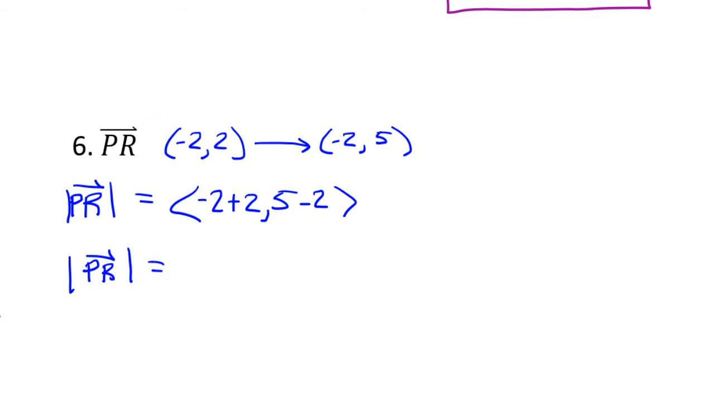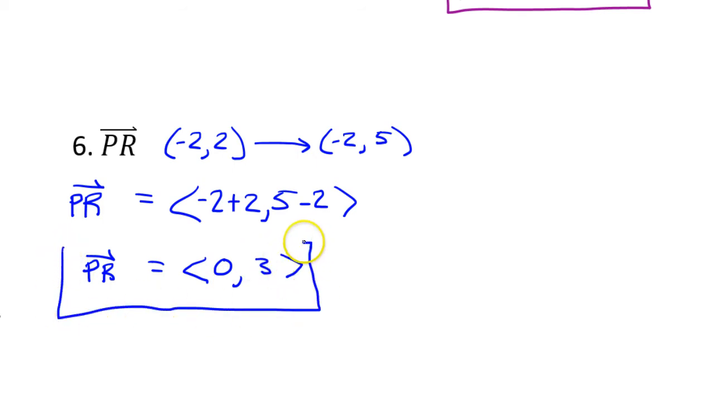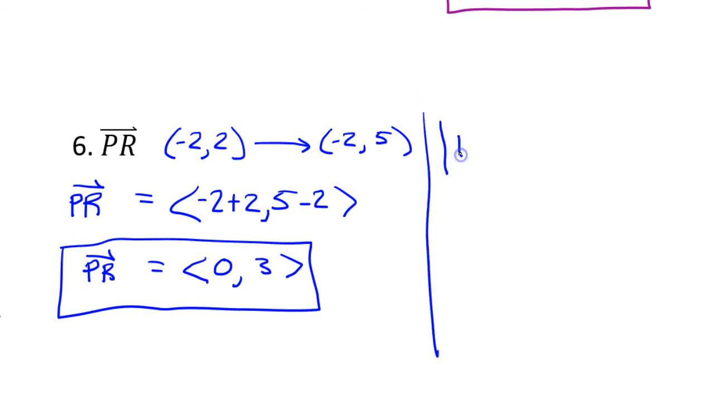Oh, I'm accidentally putting the magnitude symbols on here. Didn't mean to do that. So in component form, that's going to be 0, comma 3. So there is my component form. Now let's do the magnitude. So now I will use my absolute value looking symbols.